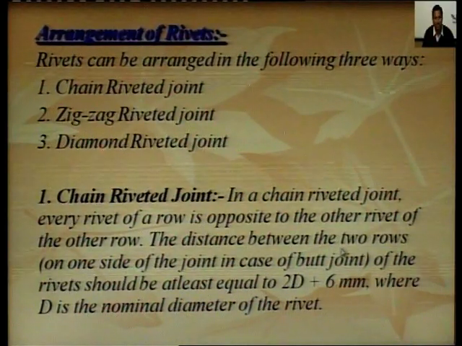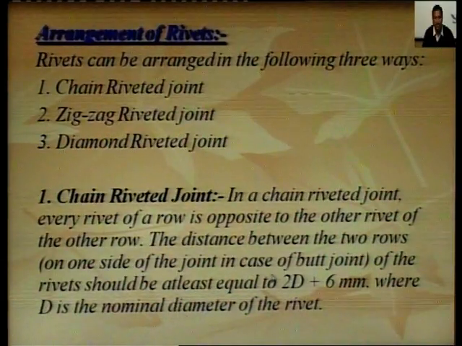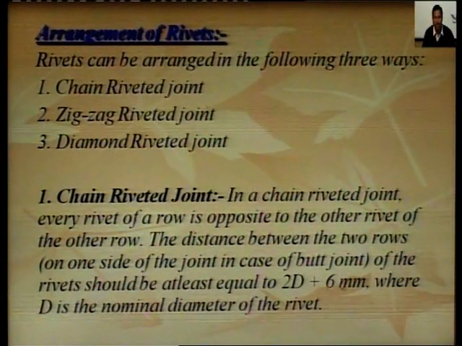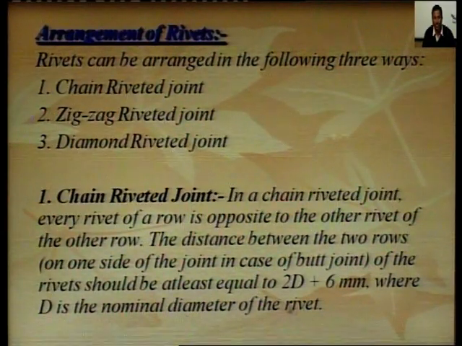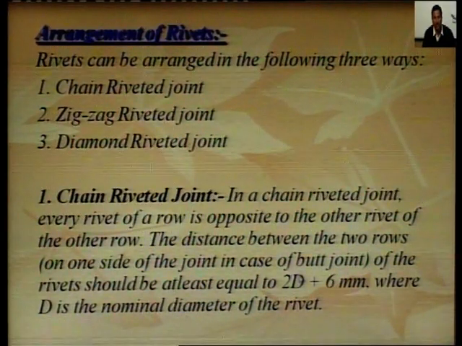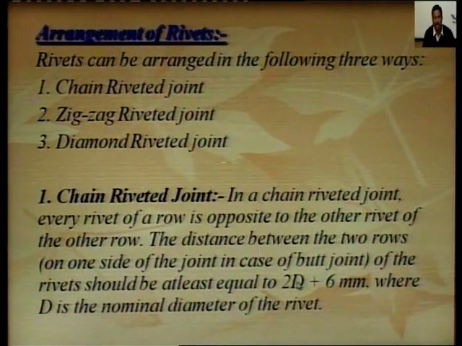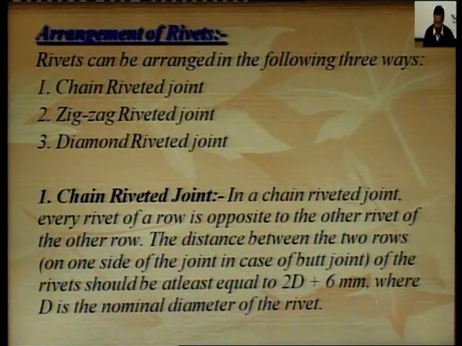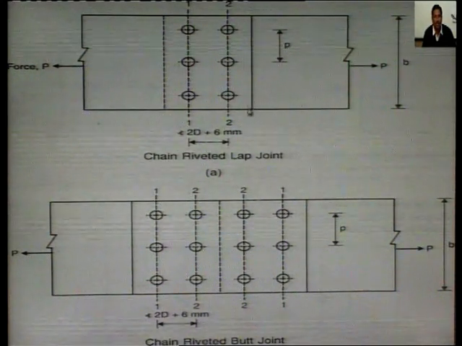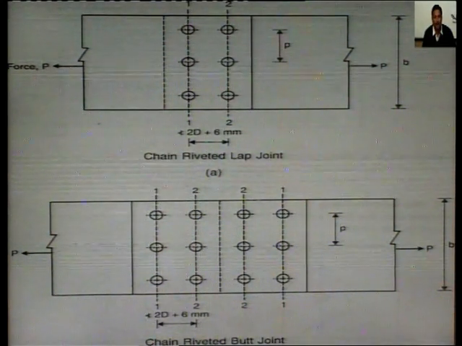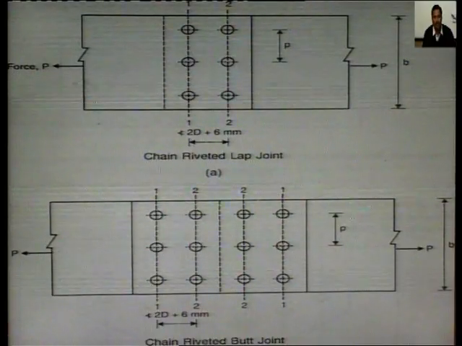The distance between the two rows on one side of the joint in the case of a butt joint of the rivets should be at least equal to 2d plus 6 mm, where d is the nominal diameter of a rivet. So, this is the diagram of a chain riveted joint. This is the diagram for a chain riveted lap joint. This is the diagram for a chain riveted butt joint.